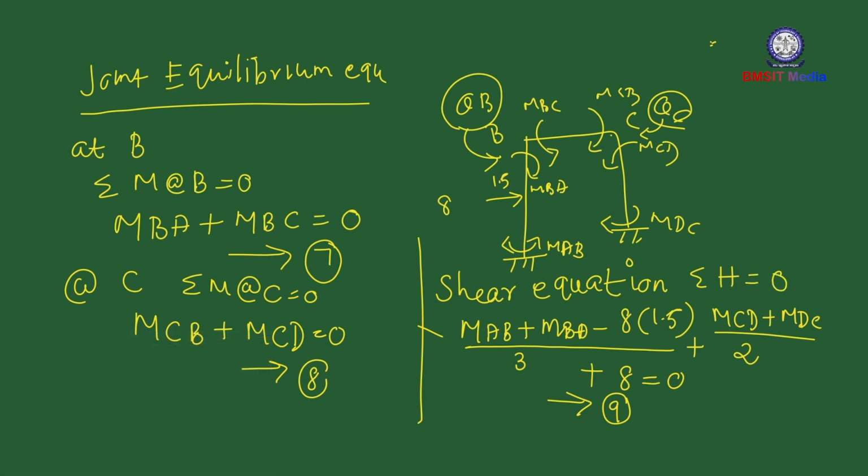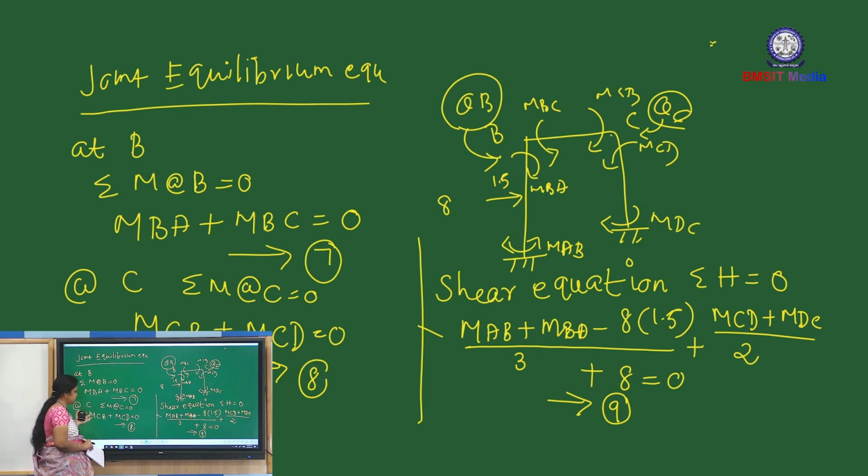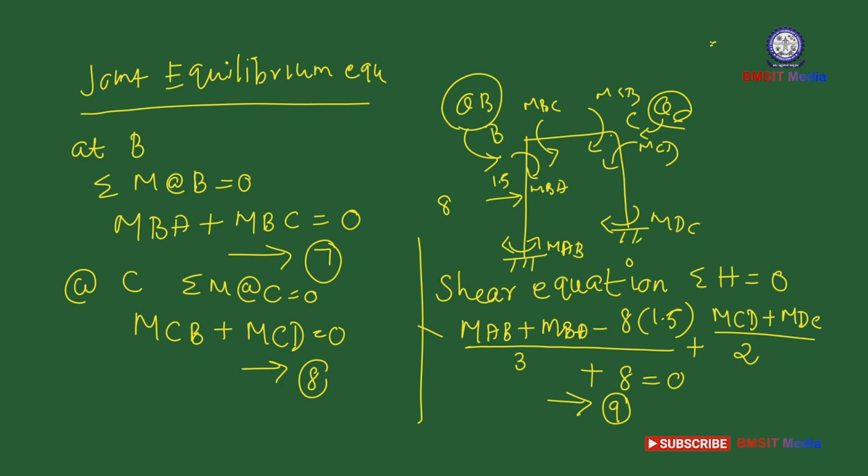So now we have 3 equilibrium equations: one at B, another at C, and another the shear equation, which means summation of horizontal force equal to 0. Using these 3 equations, we can easily find out the unknowns. So substitute the corresponding values, that is MAB, MBA, MCD, MDC, which we have already formulated in the slope deflection equations, and find out the unknowns.